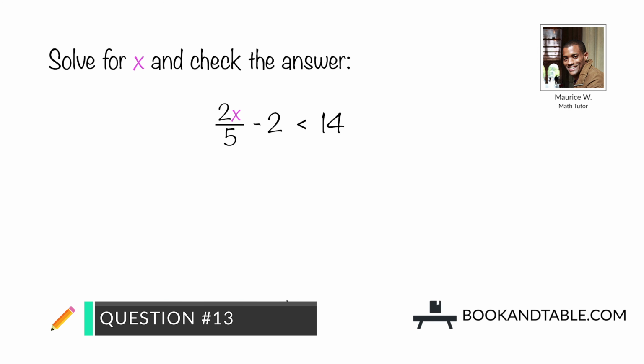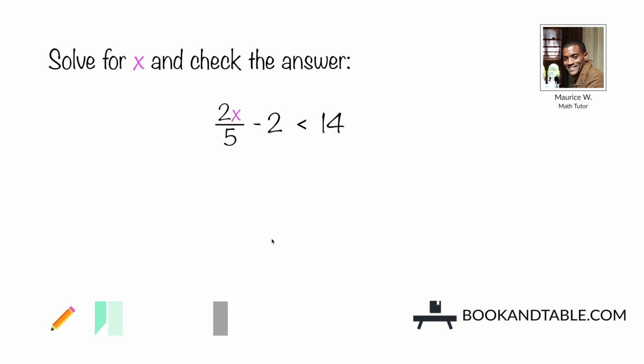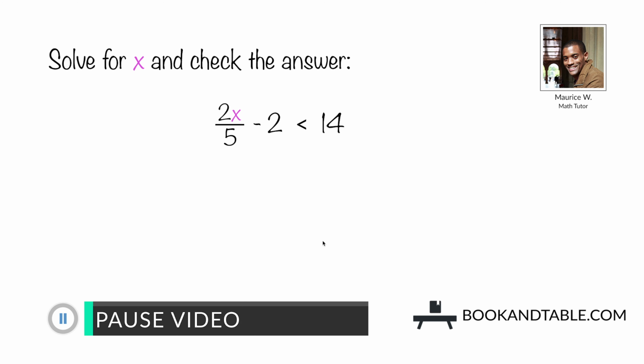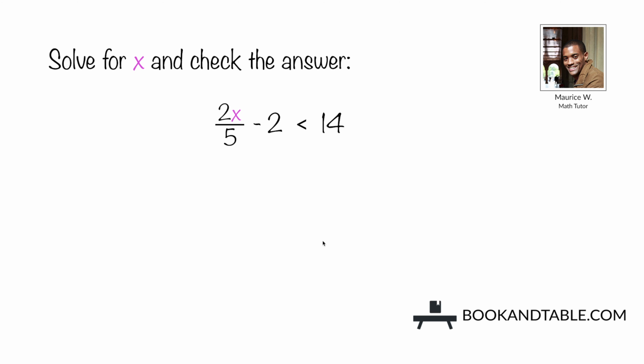Question 13. Solve for x and check the answer. 2x over 5 minus 2 is less than 14. Pause the video, answer this question, and then press play when you are ready.